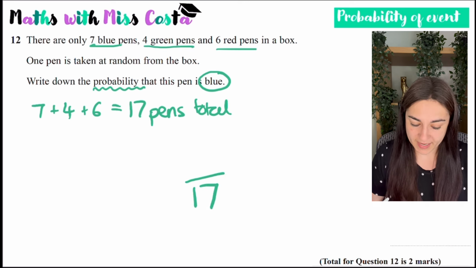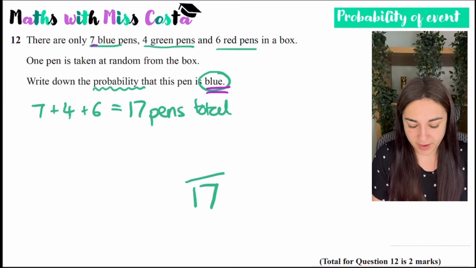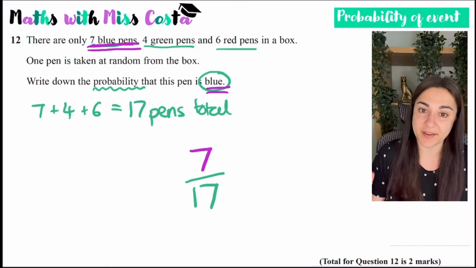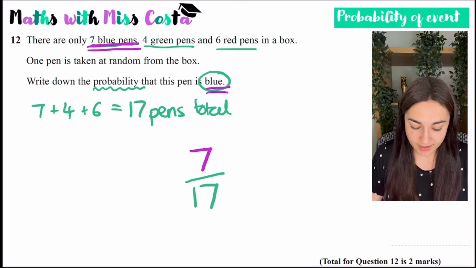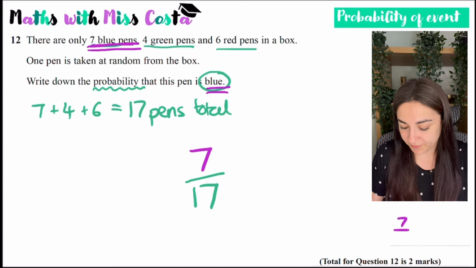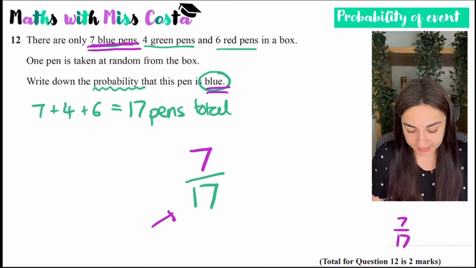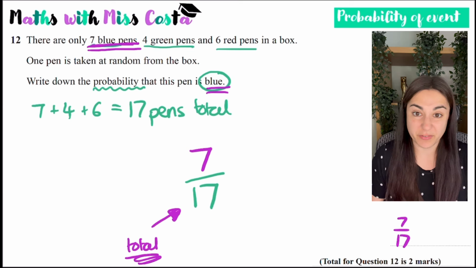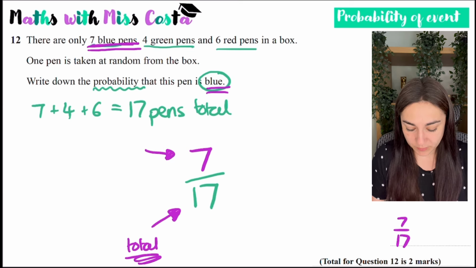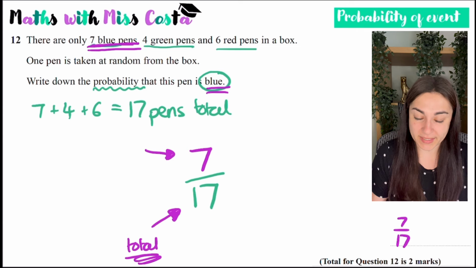And I know that 1 pen is taken at random, and I want to know the probability that this pen is blue. Well, there are 7 blue pens, so 7 out of the 17 pens are blue. Therefore, the probability would be 7 out of 17. So your denominator for probability is always the total amount of outcomes that you have, and the numerator is your given thing. So in this case it is blue.